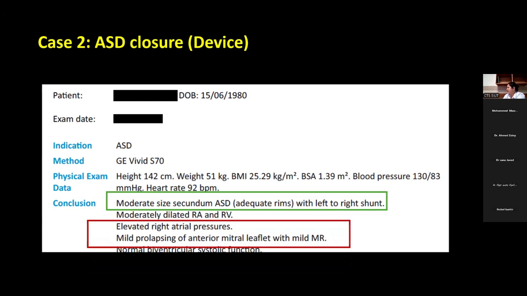Something is abnormal. If we fix ourselves that ASD is ASD and every ASD will be the same, then it creates problems. Here it is written elevated right atrial pressure. It may be possible that it is a typo and it should be left atrial pressure, but why would left atrial pressure be raised, since this is a large ASD? But here it is written mild prolapsing anterior mitral leaflet with mild MR, and there is left to right shunt and moderately dilated RA.